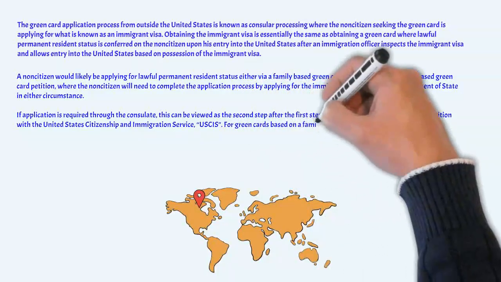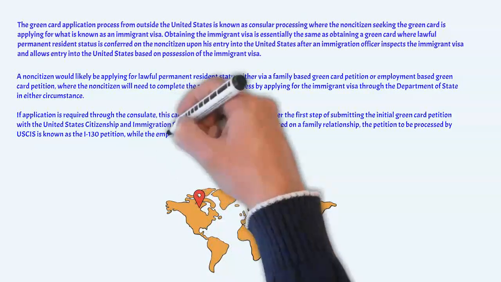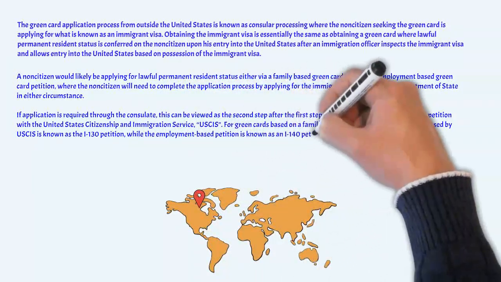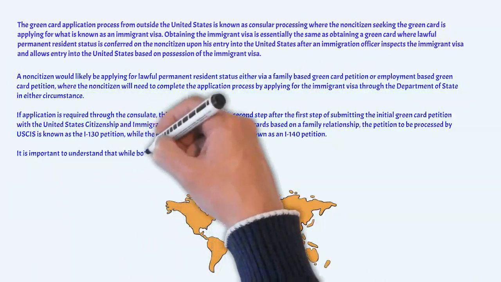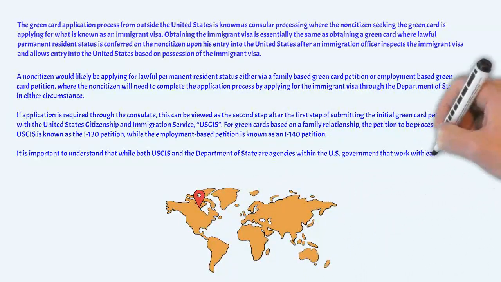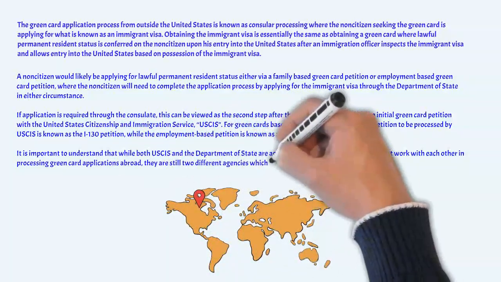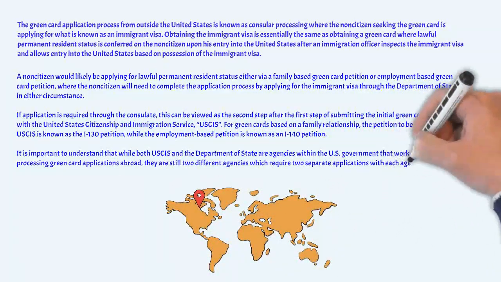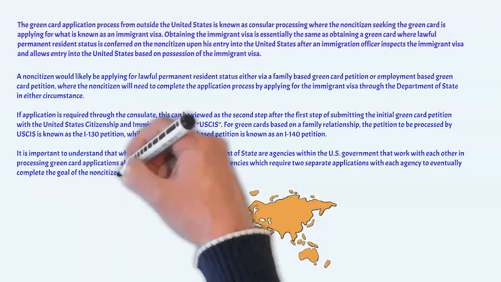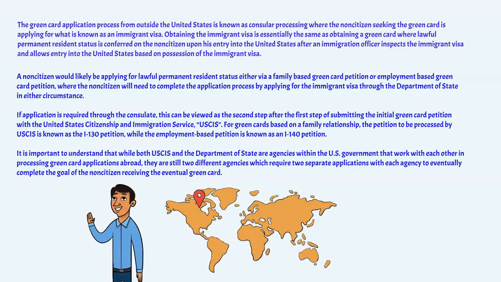For green cards based on a family relationship, the petition to be processed by USCIS is known as the I-130 petition, while the employment-based petition is known as an I-140 petition. It is important to understand that while both USCIS and the Department of State are agencies within the U.S. government that work with each other in processing green card applications abroad, they are still two different agencies requiring two separate applications with each agency, to eventually complete the goal of the non-citizen receiving the eventual green card.